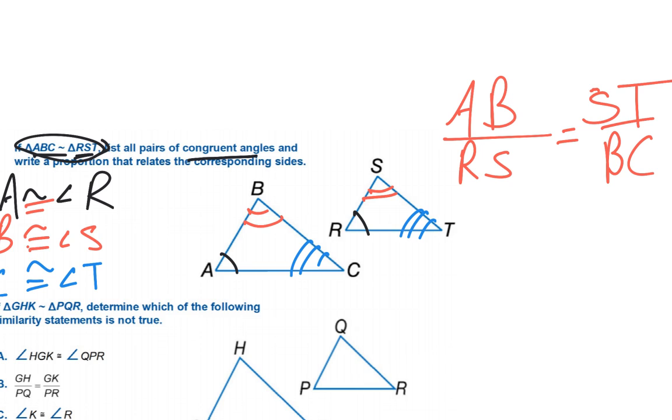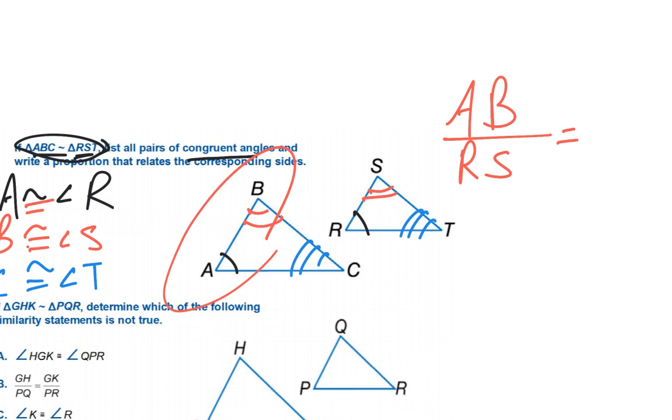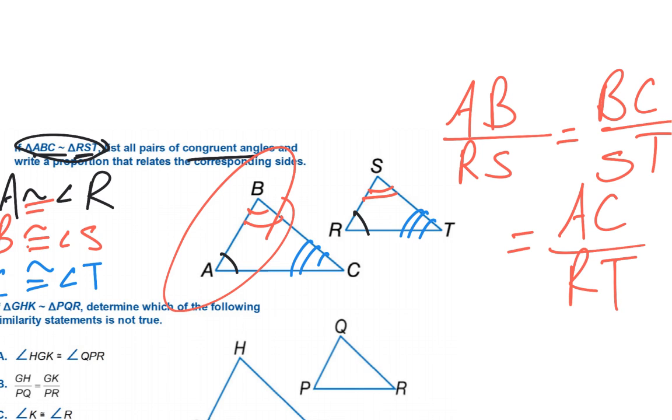No, they are equal. Proportion, the ratios are equal. What triangle did I start with right here? AB. Oh, it should be R instead. Yeah, wait, this is upside down. Because I started with AB, I need to start with that same triangle every time. So on the top should be BC, and BC matches up with ST. And that's also equal to the last side, AC over RT. Did you catch that, Catherine?